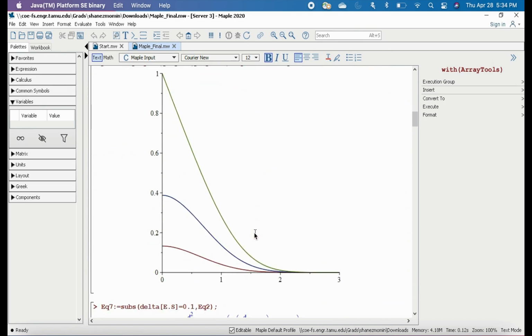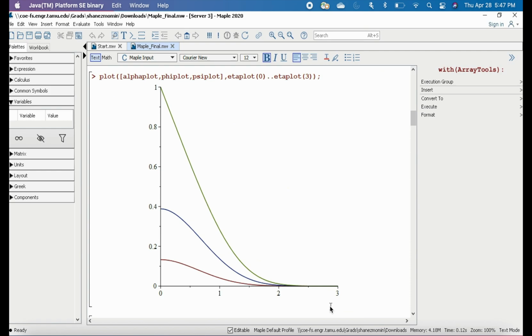Over here, we can see the plot of concentration change for all alpha, phi, and psi with respect to eta. As we can see from the plot, the green curve represents the change of substrate concentration, the blue curve represents the change of intermediate concentration, and similarly the red curve represents the change of product concentration. The substrate concentration starts close to 1, whereas the intermediate starts around 0.4 and the product starts around 0.12. All the concentrations converge to a value of 0 at an eta value of 2.